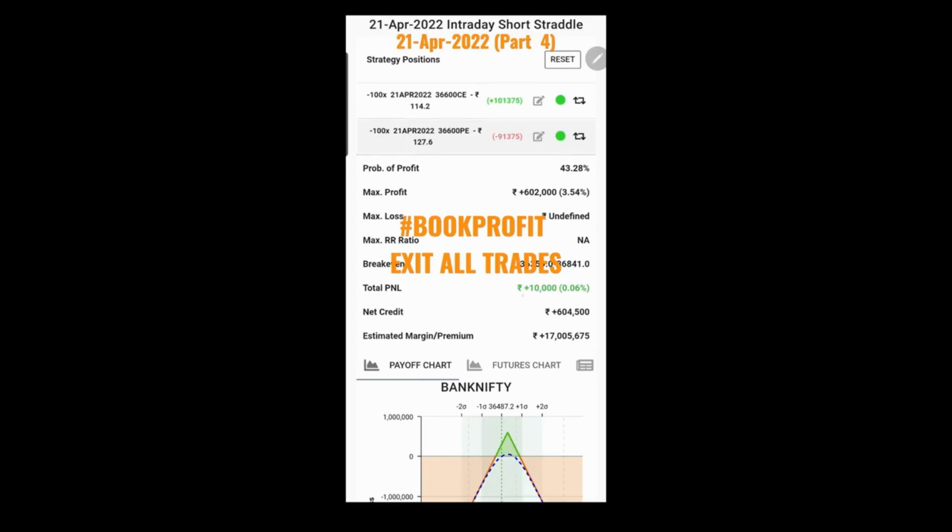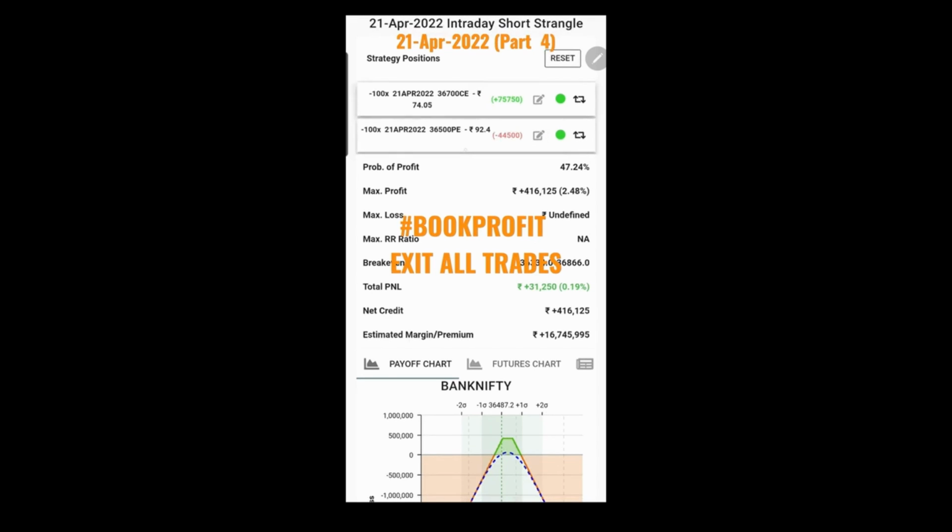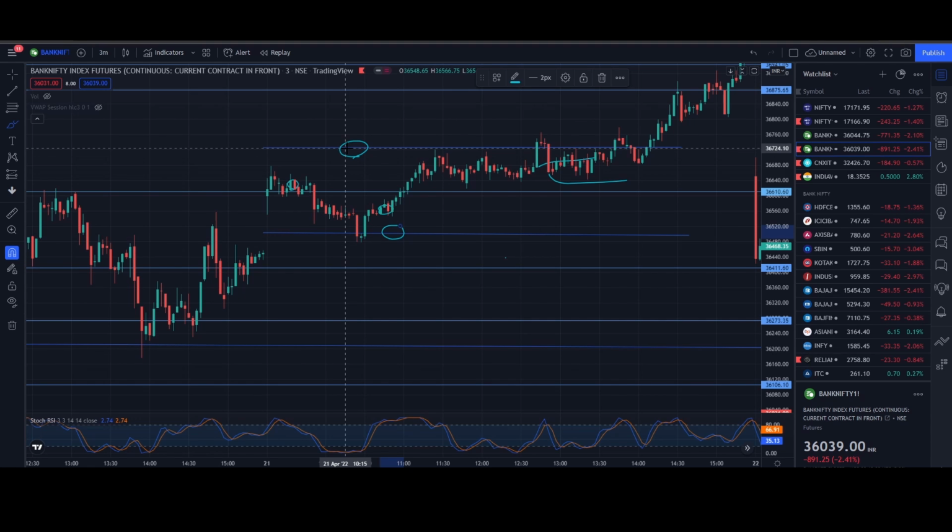So we are making a profit of 10,000, that is 0.06%, and we are exiting the trade in the short strat. In the short strangle, we are looking at a profit of 31,250 and we are exiting the short strangle trade. We are exiting all our trades and booking profit at 36,724. These were the two dynamic pivot points that we considered. We entered over here and exited over here within not more than 1.5 hours. Still we made good money according to us.